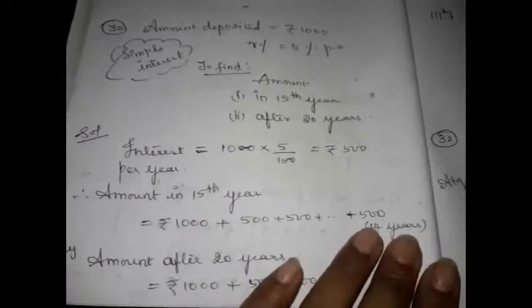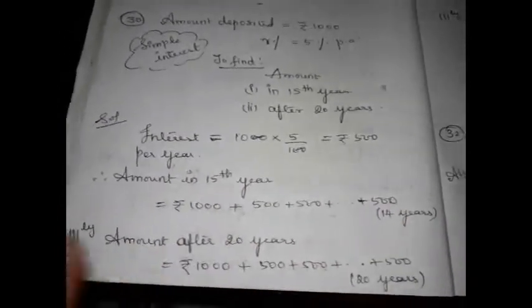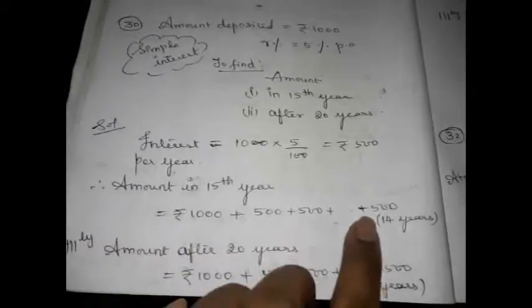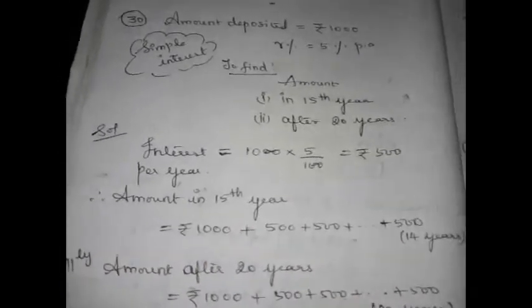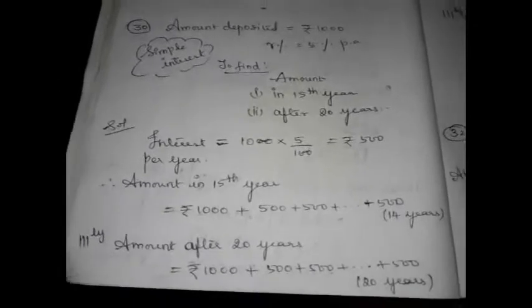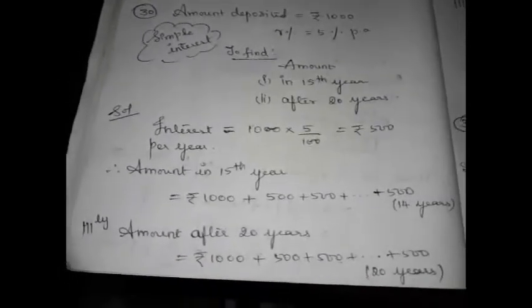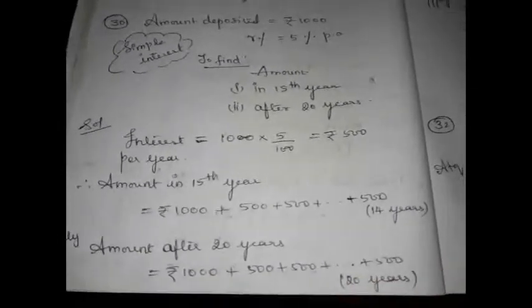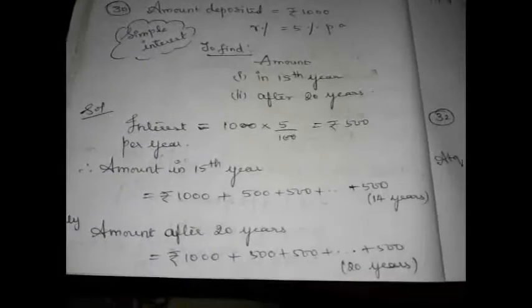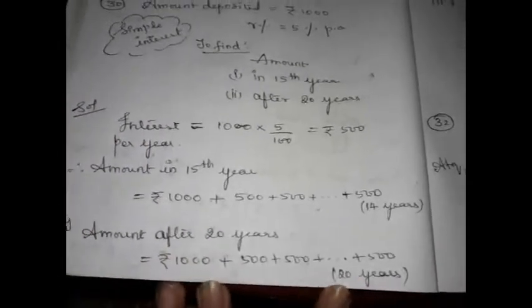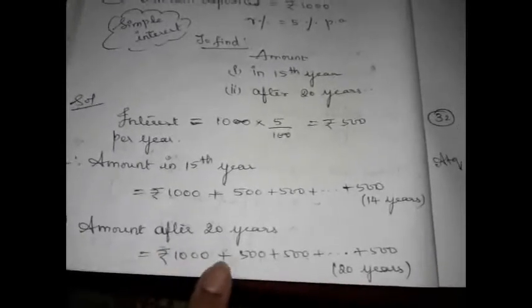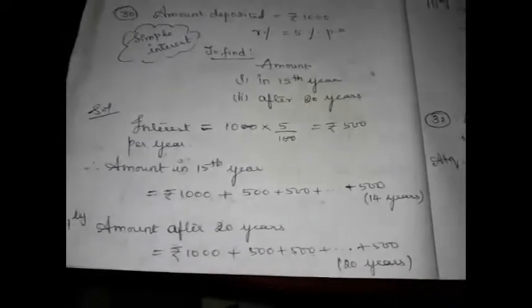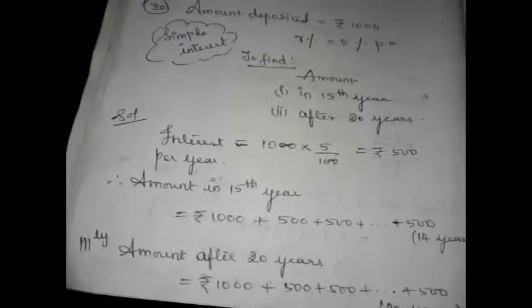How will you calculate this? You can simply calculate 1000 plus 14 into 500. You can multiply and then add, that will give you the answer. But the amount after 20 years, how much is it going to be? It is 1000 plus 500 for 20 years, because after 20 years is completed, you have to multiply 500 by 20. So this can be written as 1000 plus 20 into 500. You can get your answer.